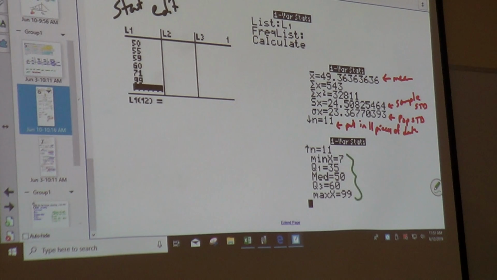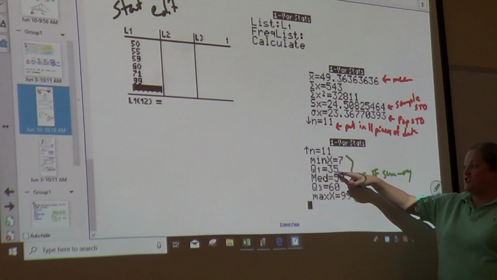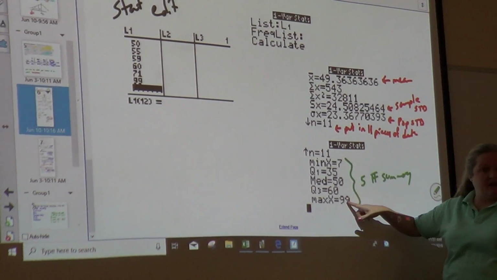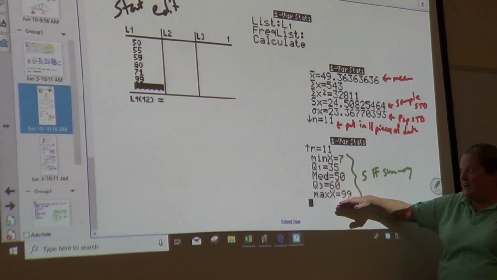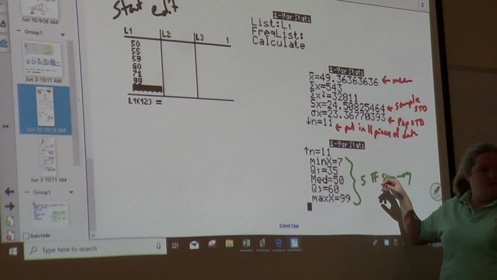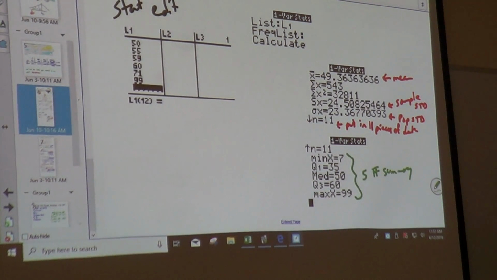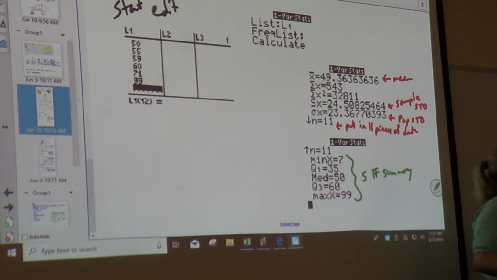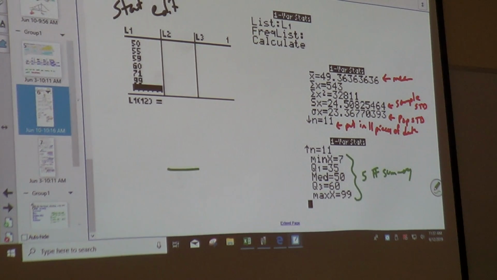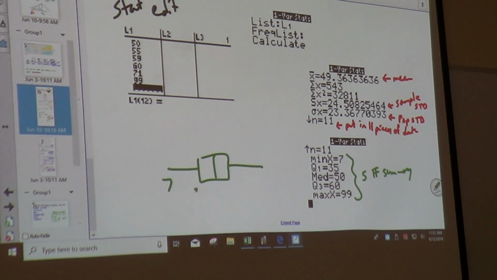Now, look right here. There's our 5-number summary. There's our minimum, there's our Q1, there's our median, there's our Q3, there's our maximum. So the bottom of the second page is going to give us that 5-number summary. But I wanted you to understand what that 5-number summary means. Okay? So if you have to draw a box and whisker, you can easily look at that and say, from that, when I draw my box and whisker, I'm going to have a 7, a 35, a 50, a 60, and a 99. That's going to be my box and whisker.